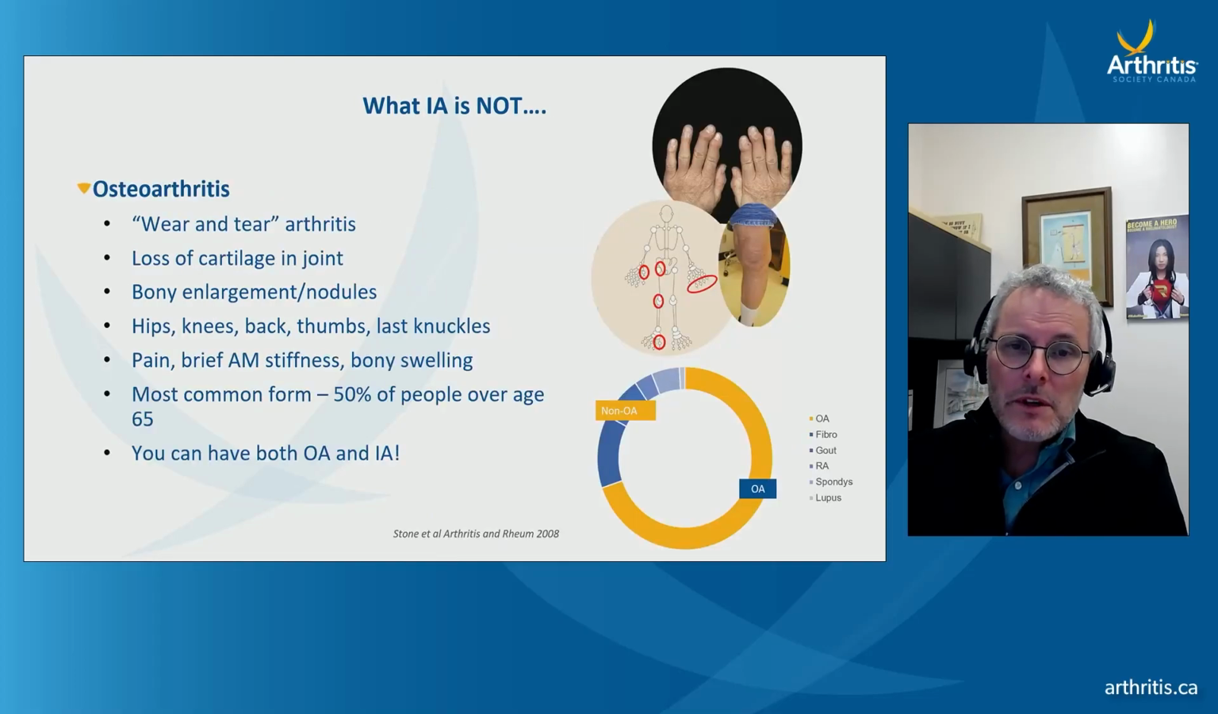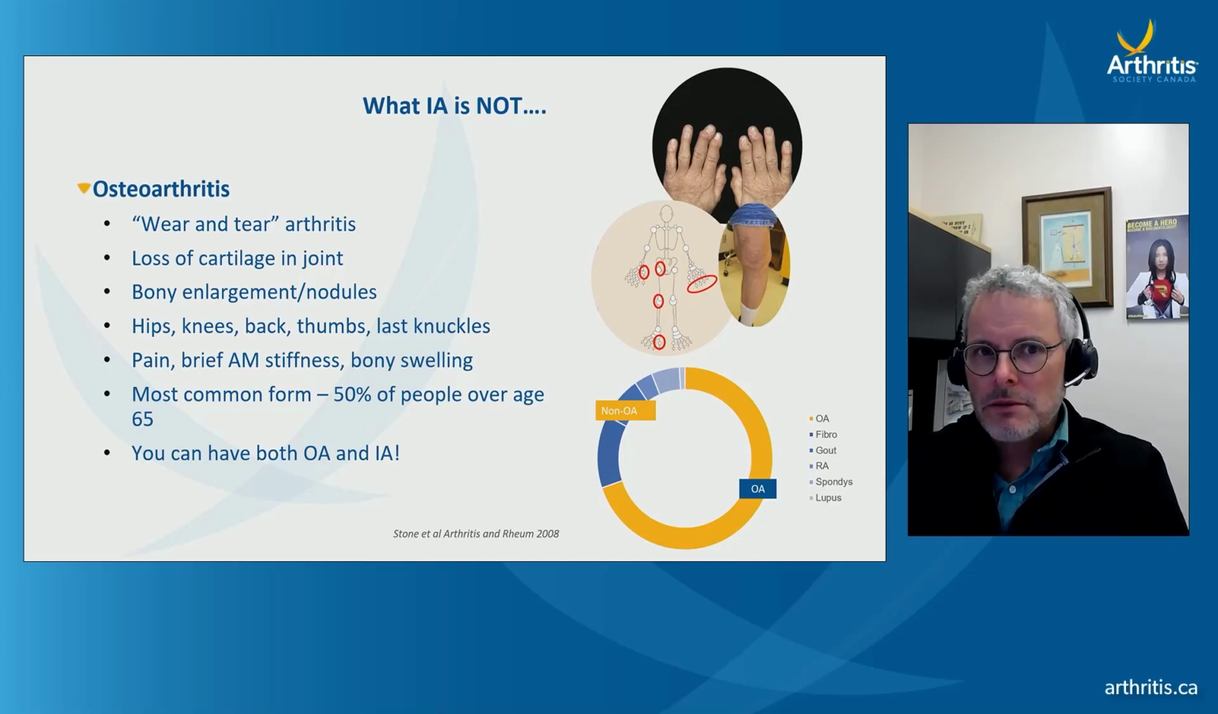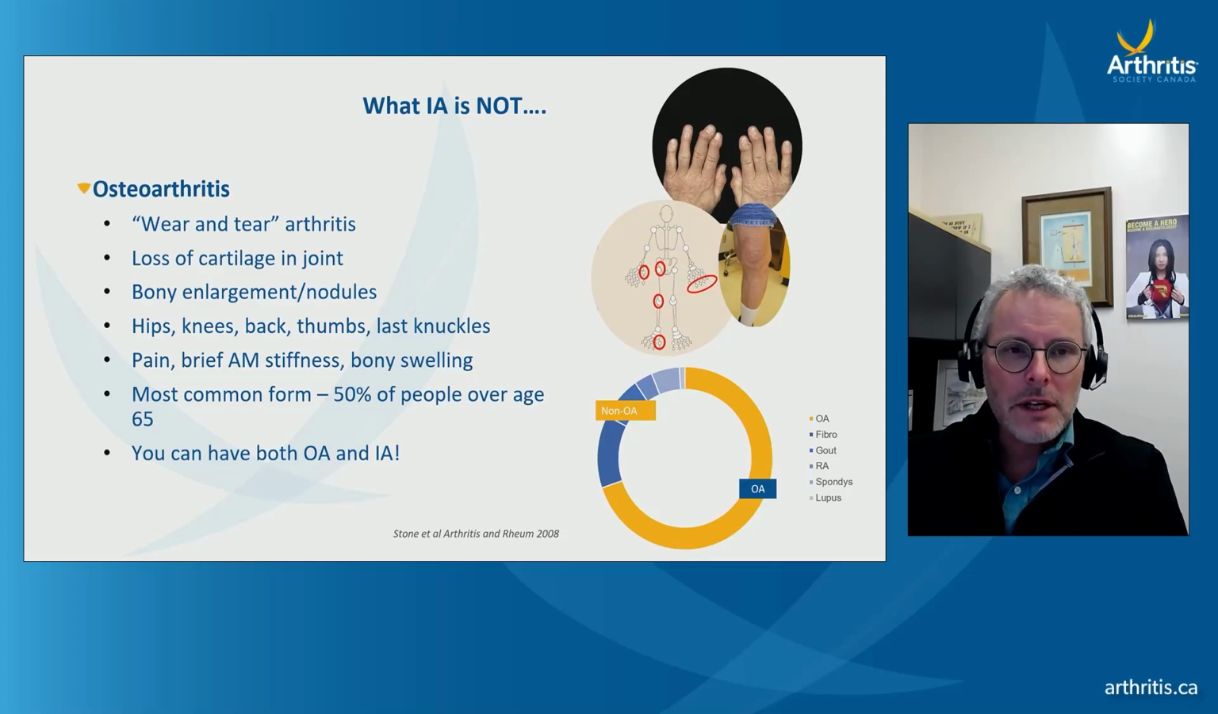The other thing inflammatory arthritis isn't is osteoarthritis. Osteoarthritis is the big elephant in the arthritis world. This is the wear and tear arthritis that we get. And you can see from the yellow circle down there that OA makes up two thirds of all the kinds of arthritis that are out there. Osteoarthritis is caused by a loss of cartilage in the joint. The cartilage is that hard rubbery stuff on the end of the bones.